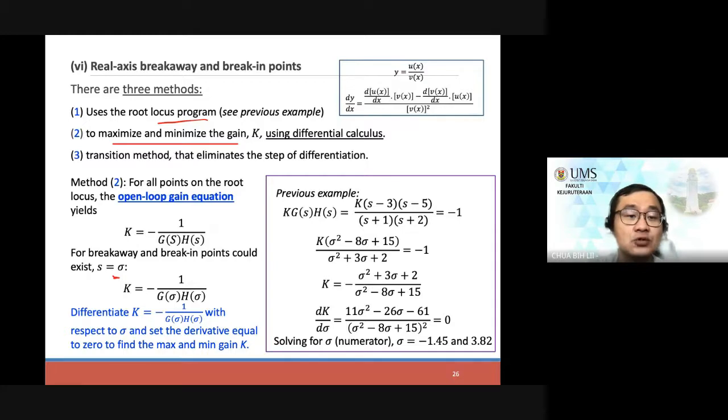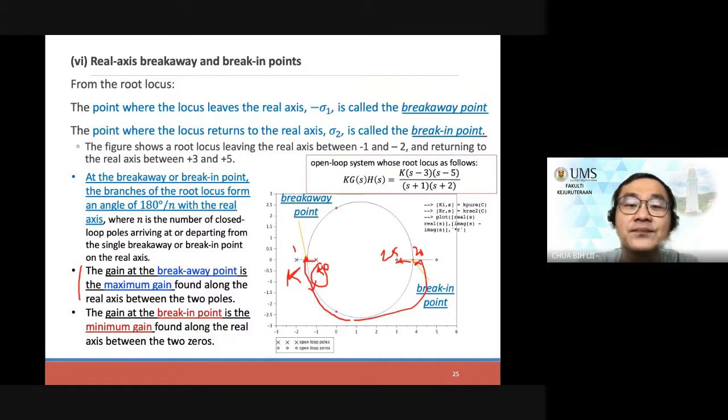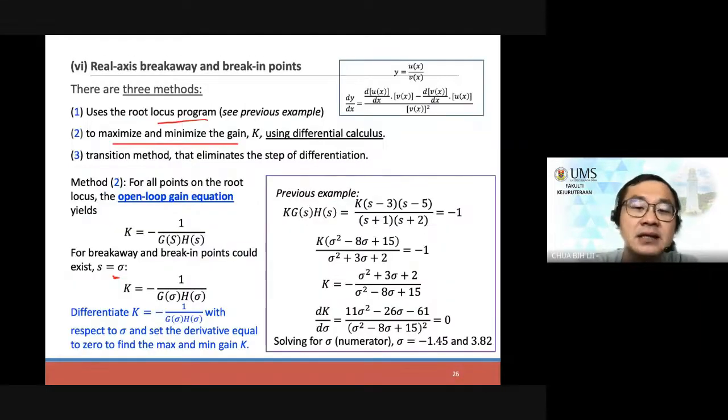So how do we use that? What we do is look for the open loop gain equation. This KGH we call the open loop gain equation, because it comprises the gain, the forward transfer function, and the feedback transfer function. By having this, we just have to differentiate. So here we take this example, this circle, and we start to differentiate.